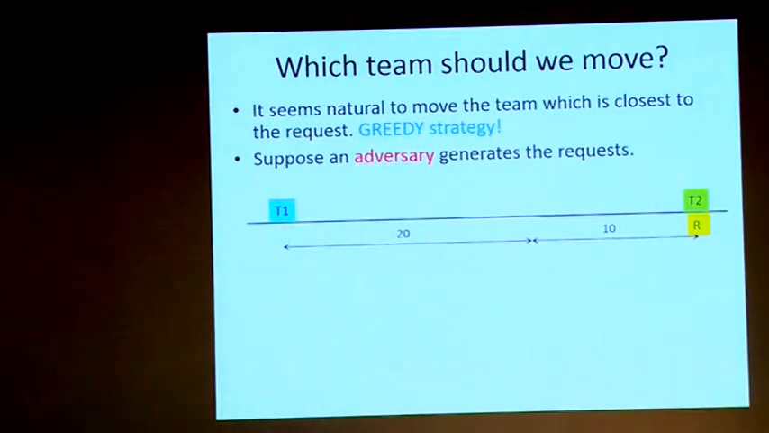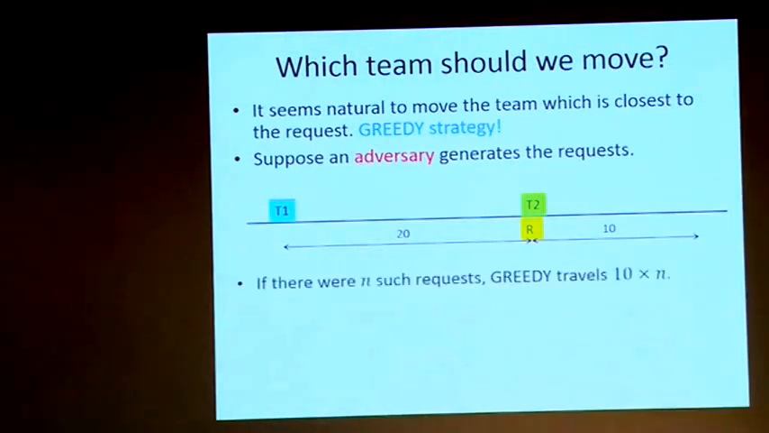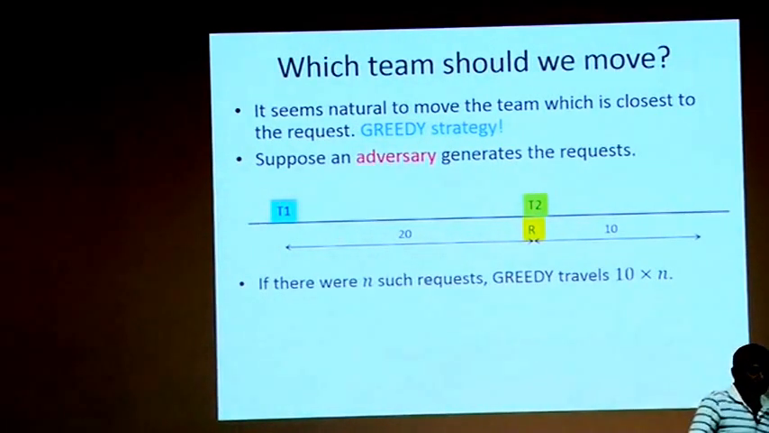What next? Again the request is going to come in the middle, and again you will move T2. Right? You have one team which is lying idle. It's slightly further away, but it's not doing anything. You can see that every time a request arose, one of my teams had to move 10 units. So in particular, if n such requests were given, then this greedy algorithm will incur a total cost of 10 times n.